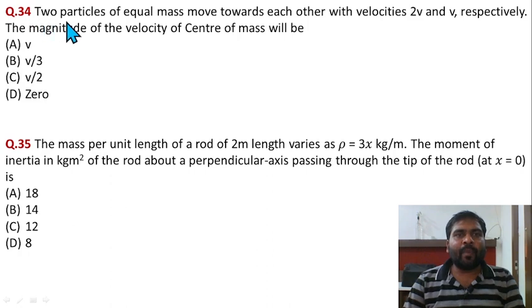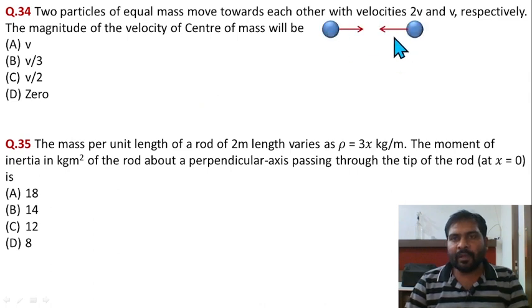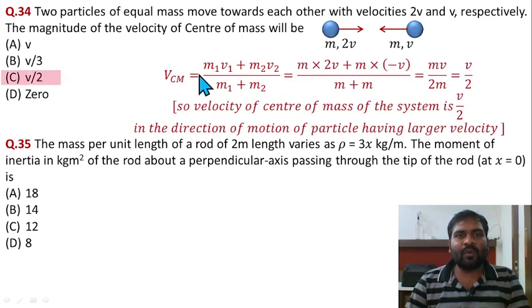Question 34. Two particles of equal mass move towards each other with velocities 2v and v respectively. The magnitude of the velocity of center of mass will be. Two bodies moving opposite to each other, same mass and their velocity is 2v and v. Take one as positive, then the other is going to be negative since they are moving opposite to each other. Velocity of center of mass V cm equal to m1 v1 plus m2 v2 divided by m1 plus m2 and it is going to be v by 2. So velocity of center of mass of the system is v by 2 in the direction of motion of the particle having larger magnitude of velocity. So option C is correct here, v by 2.